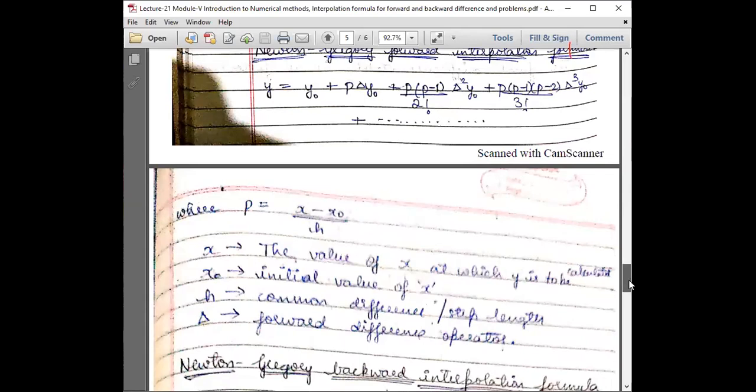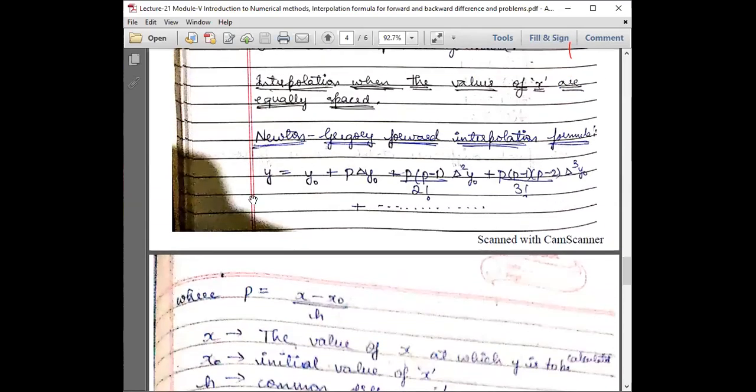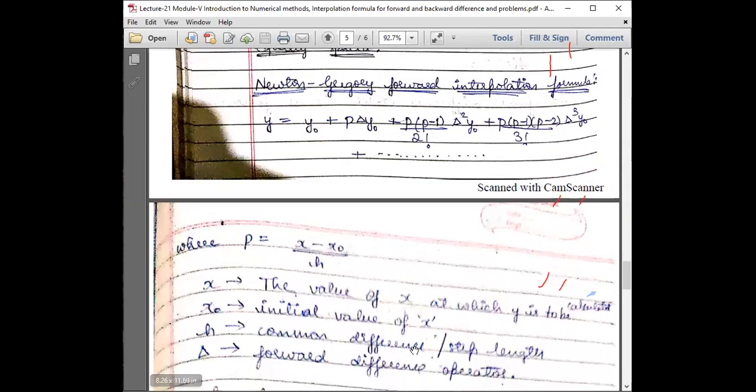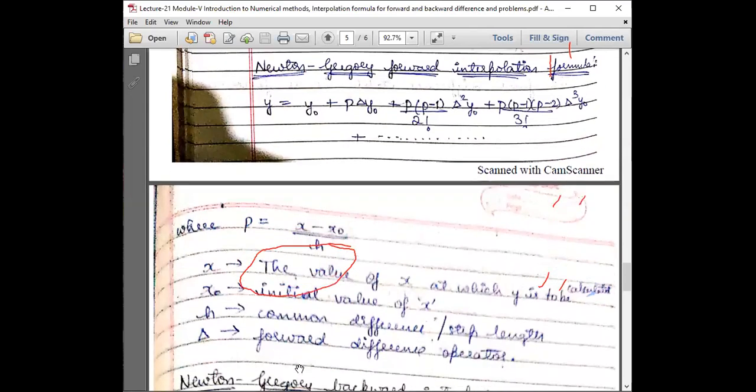Here Newton's forward interpolation formula is represented like this: y is equal to y naught plus p into delta y naught plus p into p minus 1 upon 2 factorial into delta square y naught plus p into p minus 1 into p minus 2 upon 3 factorial into delta cube y naught plus etc., where p is equal to x minus x naught by h. x is the value of x at which y is calculated, x naught is the initial value of x, h is the common difference, and delta represents the forward difference.